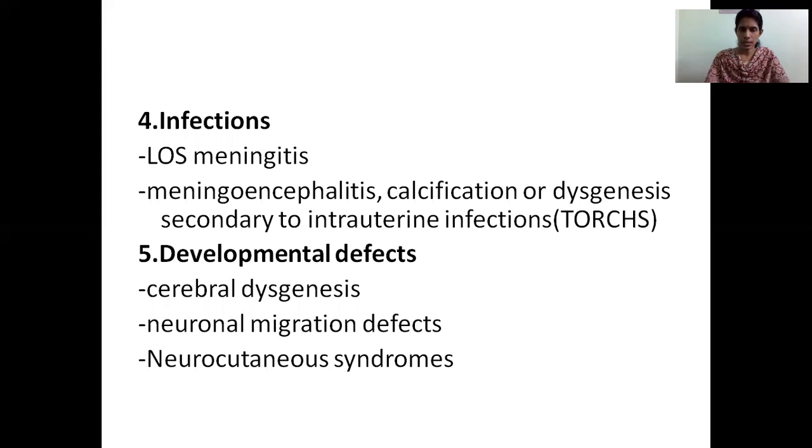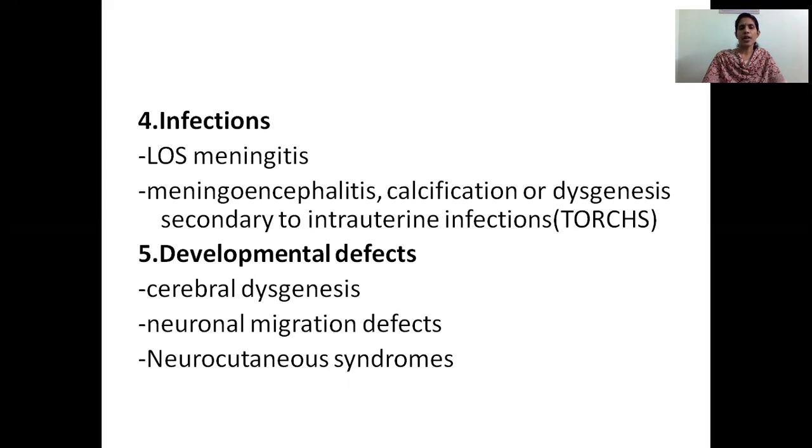Fourth group is infections. In that, we can have bacterial infections of late onset sepsis, E. coli or group B streptococci causing meningitis and seizure. This usually occurs after the initial 3 days. But some intrauterine infections like toxoplasma, CMV, rubella, herpes can produce meningoencephalitis and seizure within the first day, or due to calcification or cerebral dysgenesis, because if the intrauterine infection occurred early in the pregnancy, it can affect the brain growth itself. That is known as dysgenesis. In such a baby, there can be refractory seizures.